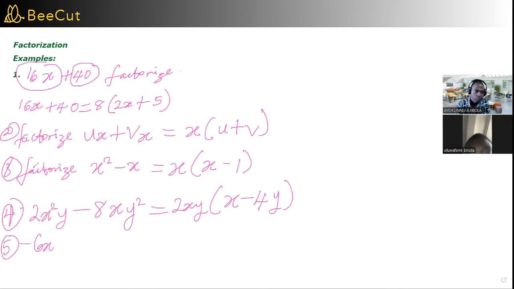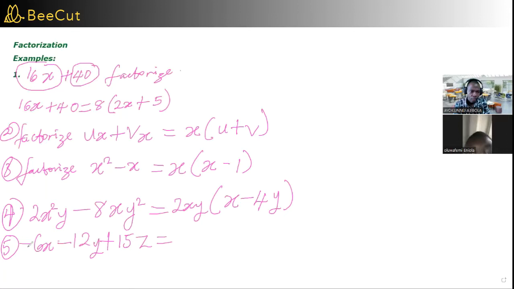Minus 12y plus 15z. I want to factorize this. Look at this. x is here. There's no x here. There's no x here. y is here. There's no y here. There's no y here. And z is here.